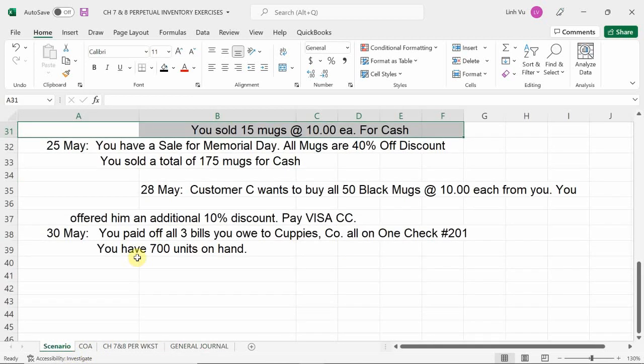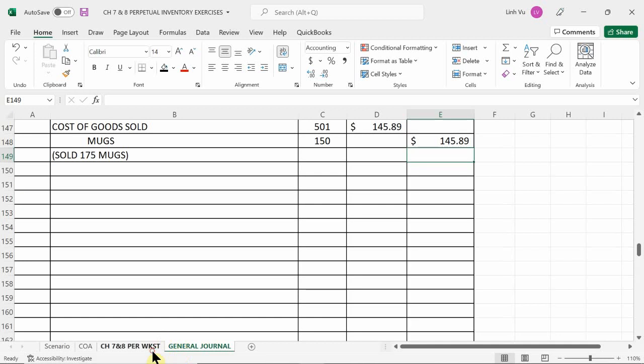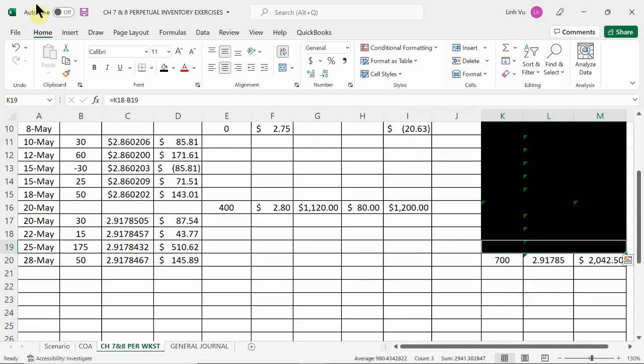So it is now May 30th, and you end up paying all 3 bills that you owe for Cuppies Co. all on one check. And of course, the last thing that you should have is 700 units on hand. And in this case, that is correct, right? We do have 700 units left on hand.